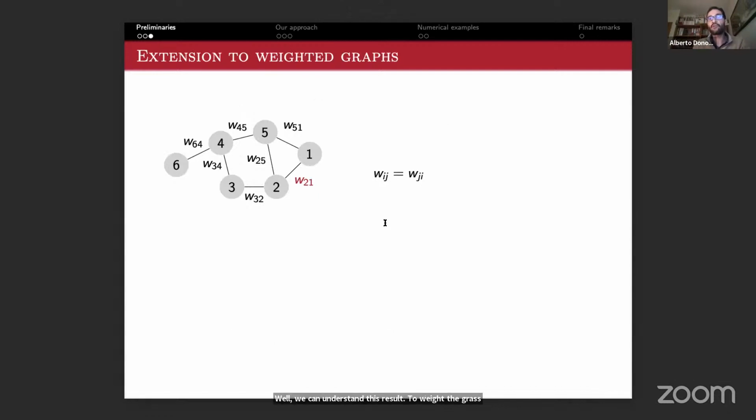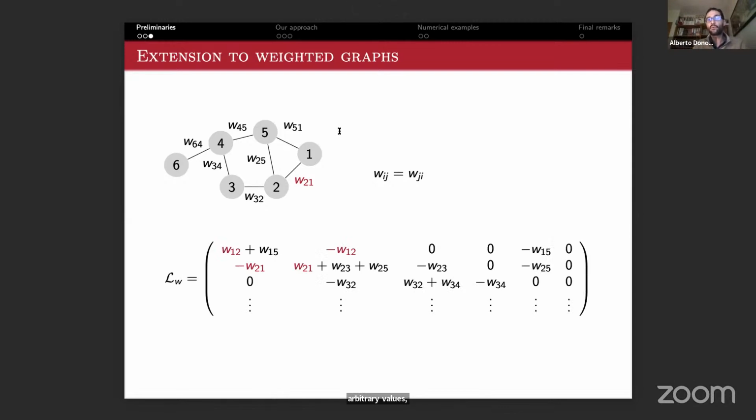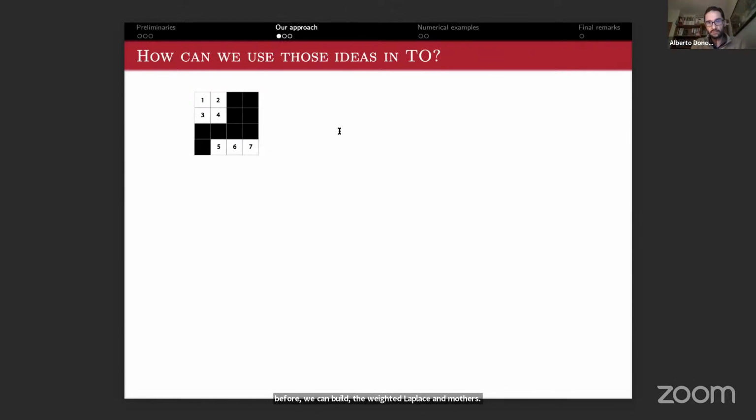We can extend this result to weighted graphs. That is, graphs in which every edge has an associated value, a weight, that may take arbitrary values and that tells us how strong the connectivity is between two nodes. Remember that whereas in simple graphs all the connections are equally important whenever they exist, which means the weight equals 1, and edges with weight 0 are omitted, here these weights may take arbitrary values. Using the same procedure as before, we can build the weighted Laplacian matrix. So the question now is, how can we use those ideas in topology optimization?